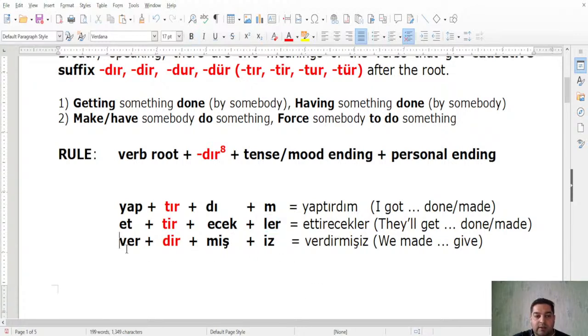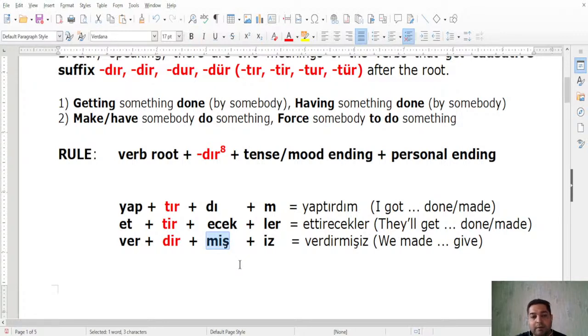And let's look at the third example, vermek. Vermek is to give, right? So then the appropriate causative suffix is dır, because of the preceding consonant r we have d, and because of the vowel harmony over here we have i, right? Dir, verdir. And next we have the reported past tense ending mış, miş, muş, müş.